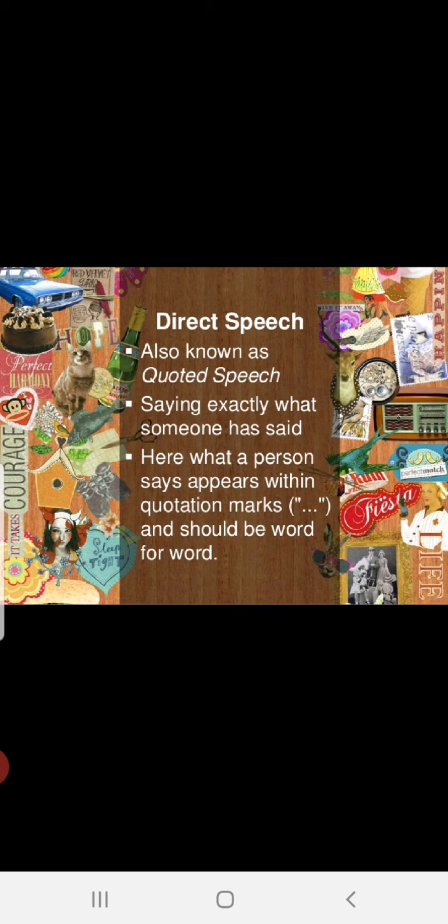Let us see what is direct speech. Direct speech is also known as quoted speech, saying exactly what someone has said. Here what a person says appears within quotation marks and should be word for word, the same as what that person has spoken. Fine children, we will not change anything. That kind of quoted words are called direct speech.